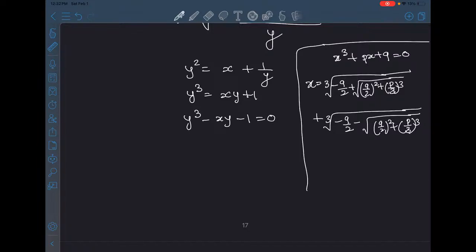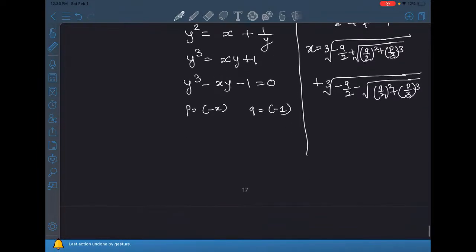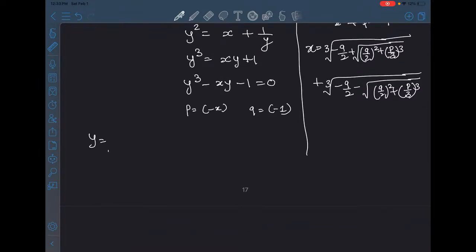So now our expression becomes, we know that in this case our p is negative x and q is negative 1, right? So our y becomes the cube root of, our q is negative 1, so that's one half, plus the square root of one half squared plus x cubed over 3, right?